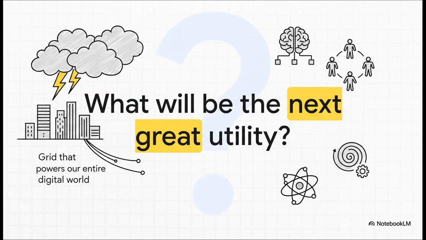So there you have it. The cloud isn't some mysterious place in the sky. It really is the new utility. It's the power grid for our entire digital world. And that leaves us with a really fascinating question to chew on. What's next? If computing became the new electricity, what's going to be the next great utility that comes along and changes everything all over again?